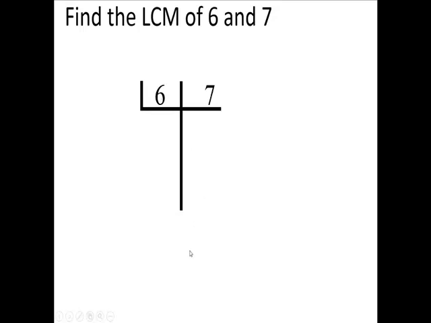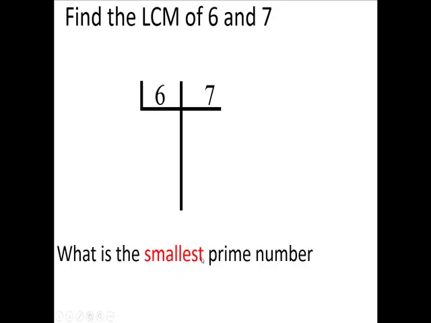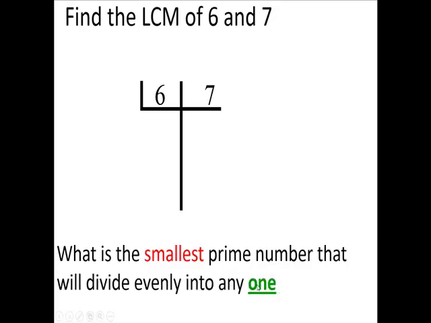Now, my directions for this are pretty simple. What I want to do is find the smallest prime number which will divide evenly into either the 6 or the 7. Okay? Now, what is the smallest prime number that will divide into 6? 2 is a prime number. It will divide evenly into 6. 1 will go into 6, but 1 is not a prime number.